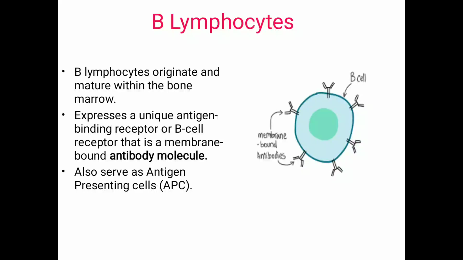As you can see in this diagram, the B cell on its surface has expressed receptors that are known as B cell receptor or membrane bound antibodies. So after interacting with the antigen, the B cells differentiate into antibody secreting plasma cells and memory cells. Antibodies are antigen binding glycoproteins that are synthesized exclusively by the B cells. Also, the B cells serve as antigen presenting cells. I'll talk about this in further slides.